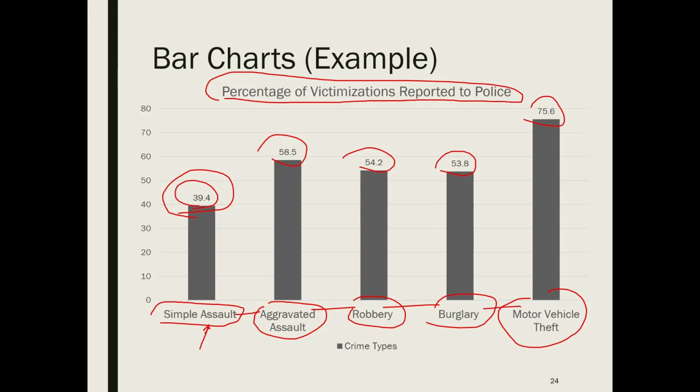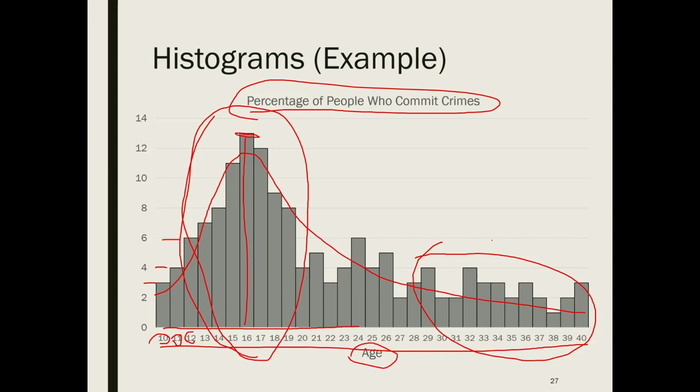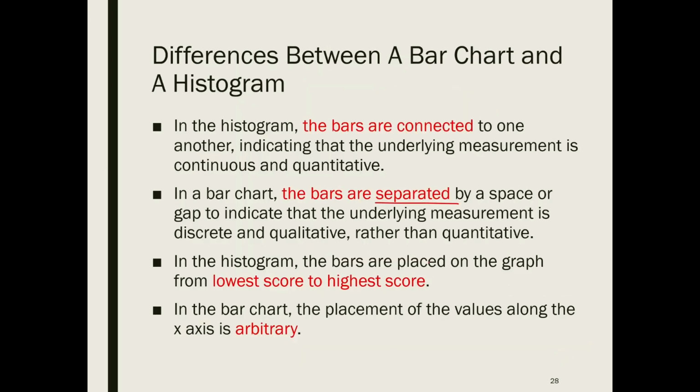But in the previous bar chart, they don't connect each other because they are not continuous variable. The distance is meaningless. What's the meaning of a simple assault and aggravated assault and the distance between the aggravated assault and robbery? It's meaningless, right? But for the age, there is a meaning because the distance is always like 1 years old, 1 years old, 1 years old. That's why they are connected in the histogram and in the bar chart they are separated.